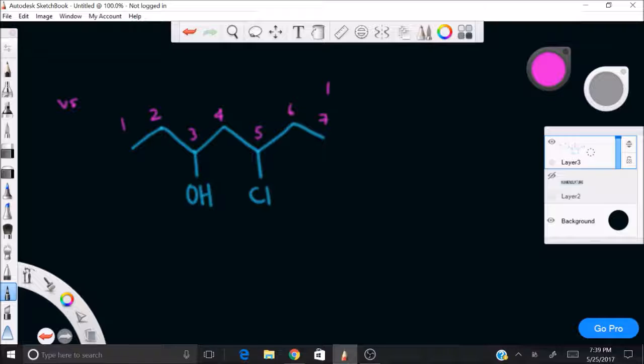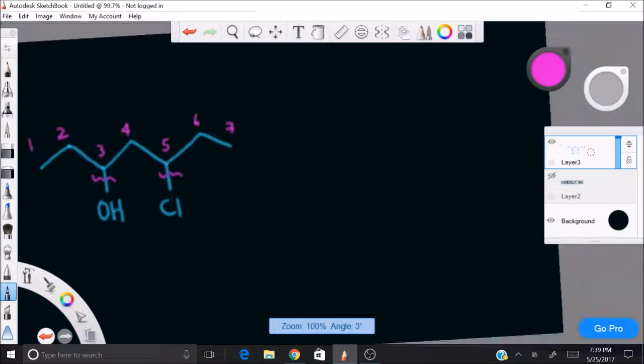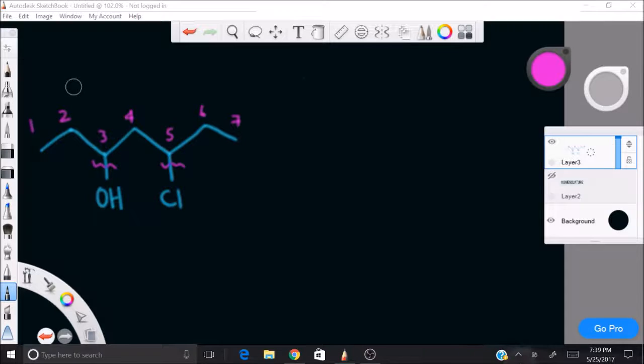The first rule I want you guys to remember is that OH takes priority, because that OH group is actually part of the parent. This is not an alkane anymore, it's an alcohol. So I go through and write down the parent name again, and this is heptan-3-ol.